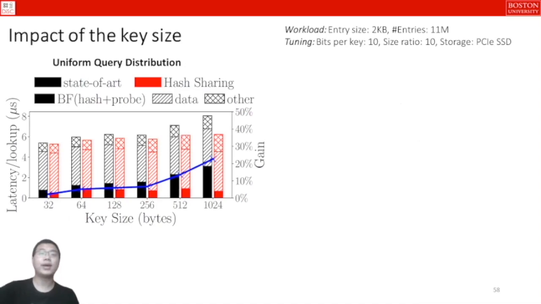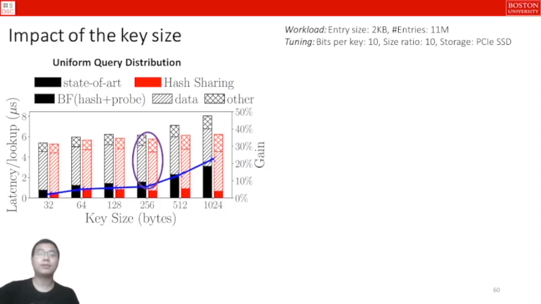The left-hand side y-axis represents the latency per lookup, which corresponds to the bar chart, while the right-hand side y-axis represents the gain, which corresponds to the blue curve. The solid bar represents the time spent on Bloom filters, including hashing and probing, while the other two bars represent the data accessing and the time for other operations, something like binary search in fence pointers.